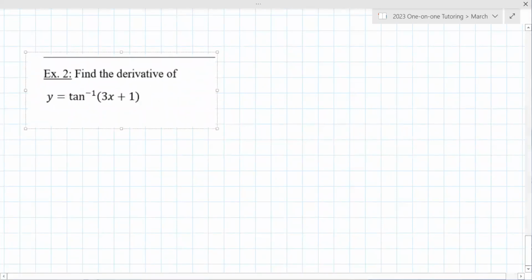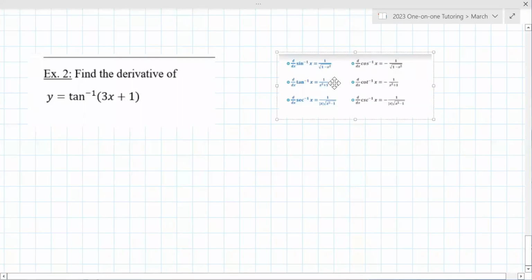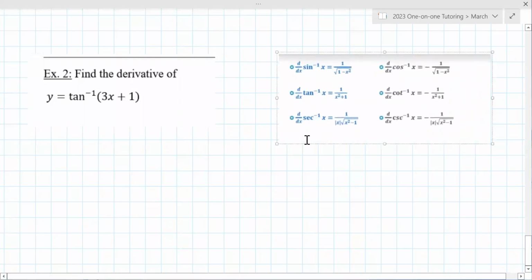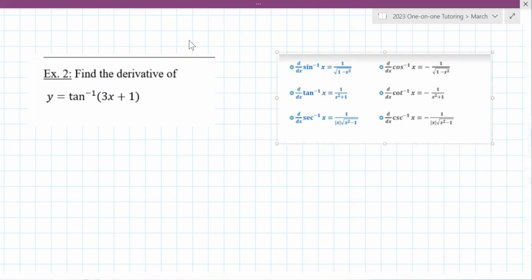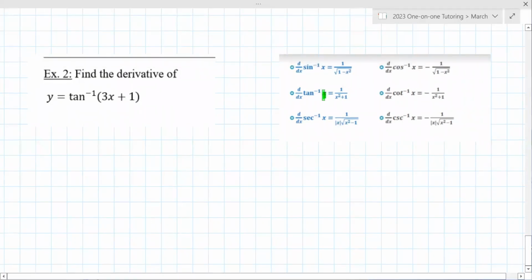All right, find the derivative of arctangent 3x plus 1. So there's several inverse derivative rules you have to know. And by now you've probably figured out that the x in this rule really means this 3x plus 1. Is that something you remember? Let me color code it a little better. This x really represents anything that's in parentheses here.